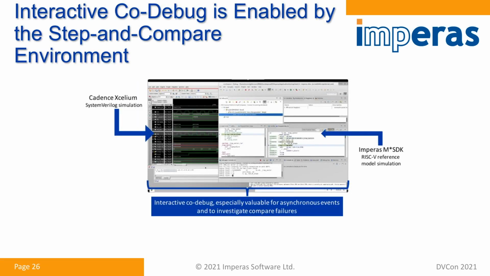One of the other advantages to the concurrent simulation flow is that you can do interactive co-debug. So in this case, you see on the left the debug environment for the Cadence Excellium SystemVerilog simulation. On the right, the debug environment for the Imperas reference model simulation. Being able to set a breakpoint and have the complete simulation stop, both the RTL and the reference model, is great for debug, especially for asynchronous events.